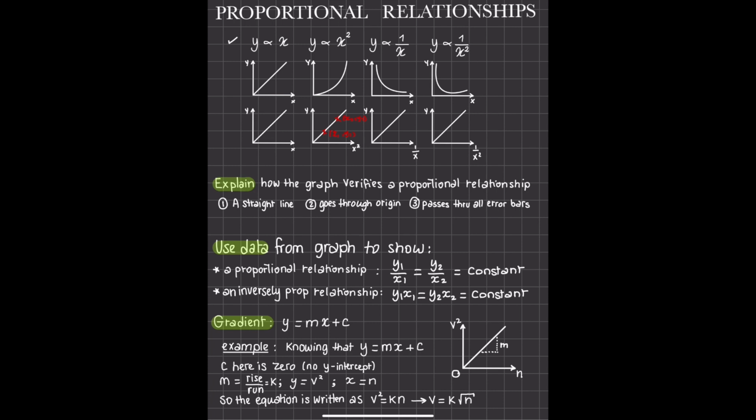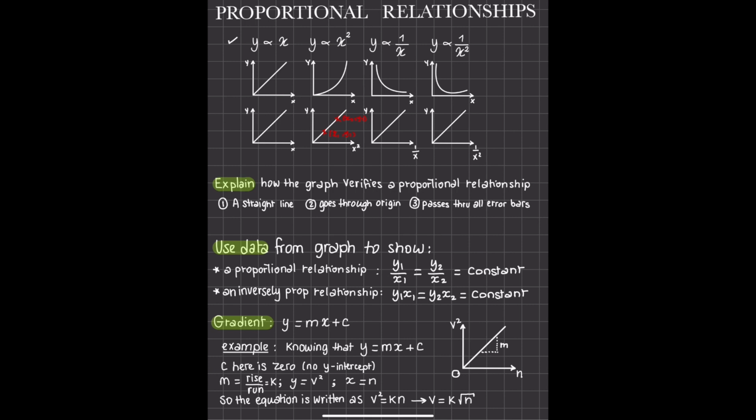And if they ask you to prove an inversely proportional relationship, you also pick 2 points on your graph, and you'll show that, if they are inversely proportional, then the product y1 x1 should be equal to the product y2 x2. It produces a constant value. If not, then the product wouldn't be the same.